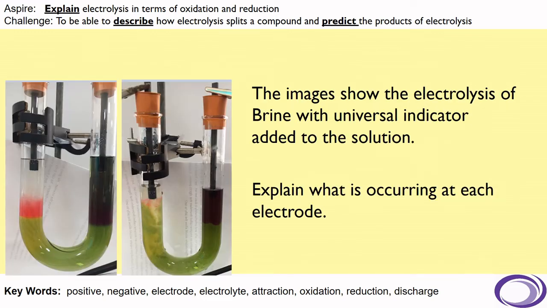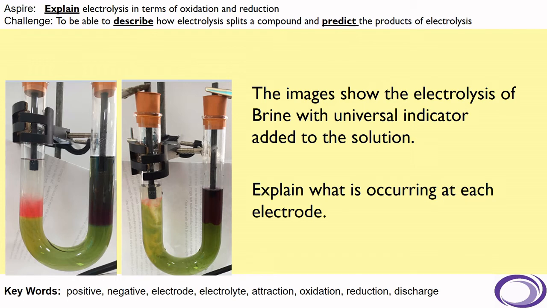Now, the images on the screen show the electrolysis of brine with universal indicator added to the solution. I want you to think about what we have looked at so far in terms of the electrolysis of solutions. So brine is sodium chloride solution. It's literally salt water, but very, very concentrated. So what ions would be in that solution? Try to have a go at explaining what is occurring at each electrode.